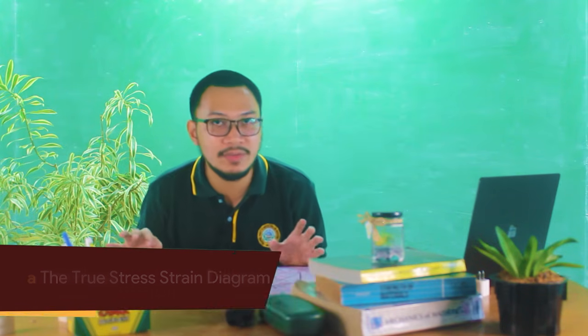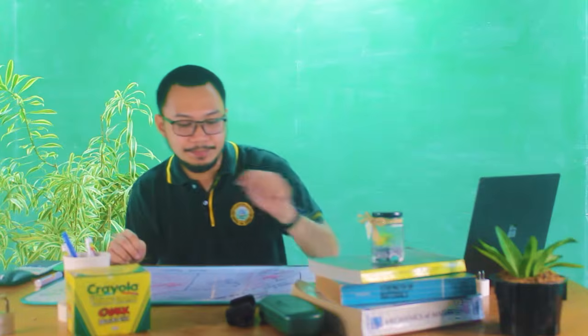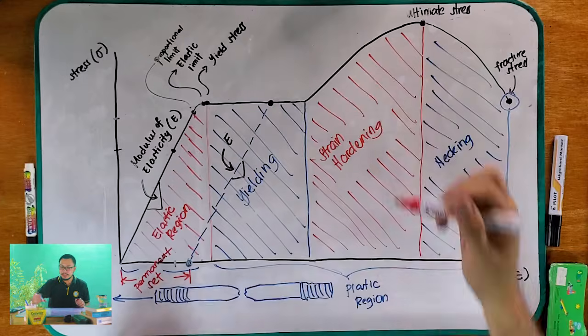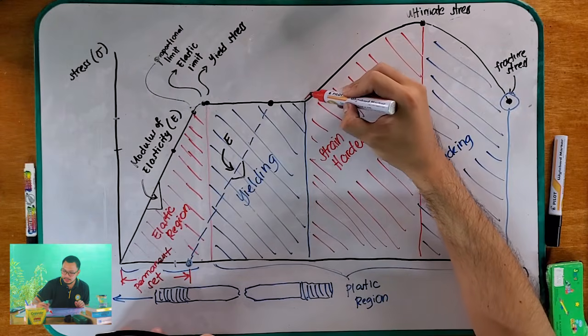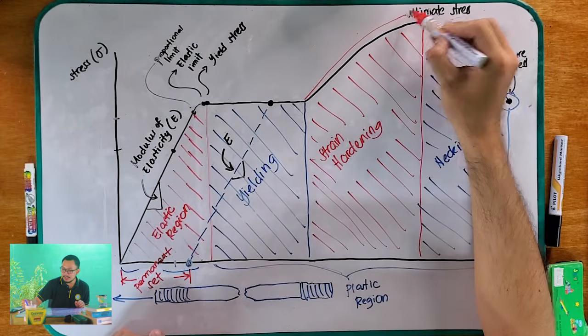So, in our conventional diagram, we assume that the cross-sectional area is constant throughout the deformation, that is why it goes down here. But when we are talking about the true stress-strain diagram, you look at the behavior of the cross-sectional area during the deformation. So that is why it is shown that the curve rises like this in our true stress-strain diagram. Okay?